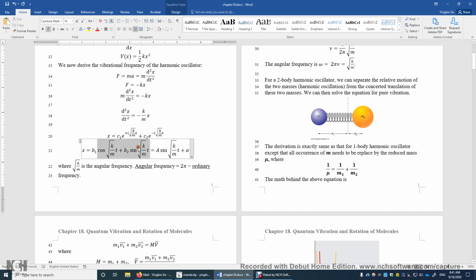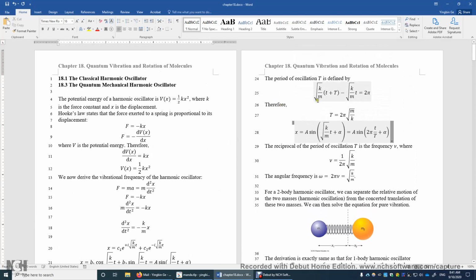We can also combine these two terms and then get this. It can be a sine function of the square root of k over m times t plus alpha. Alpha is the initial phase of this angle. The square root of k over m is the angular frequency. The angular frequency is 2 pi times the ordinary frequency.